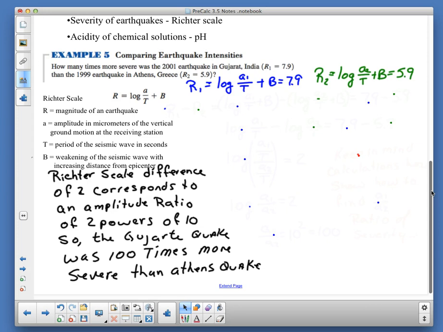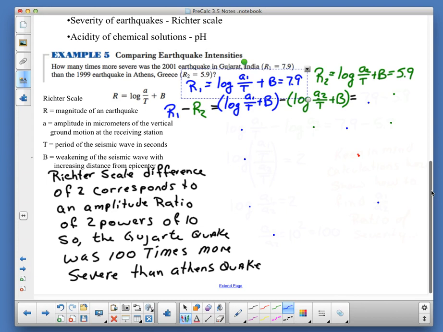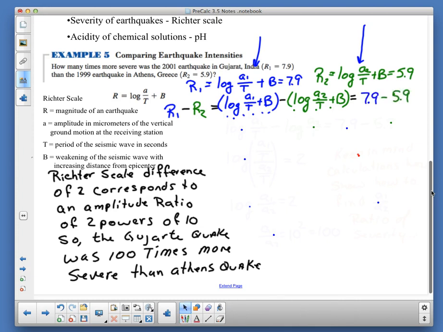So here's what they were talking about when we first did this. They want us to find the difference of the two. That goes right into the difference of the two values here. Because the Richter scale is based on this information for those measurements, and I know that it's already 7.9 minus 5.9, according to what they gave me in my problem. I'm looking at this Richter scale comparison. This is my Richter scale.